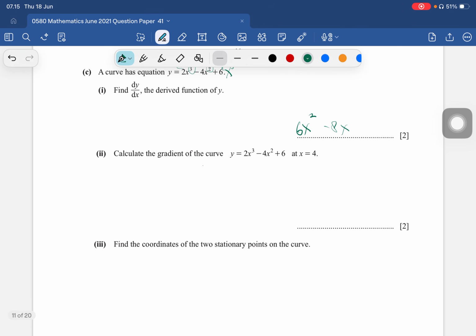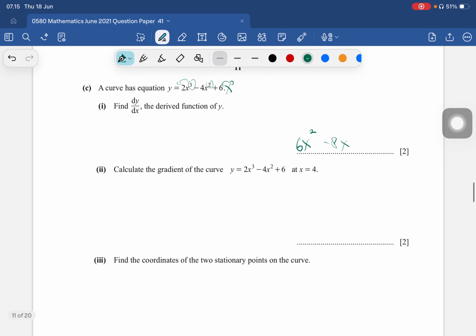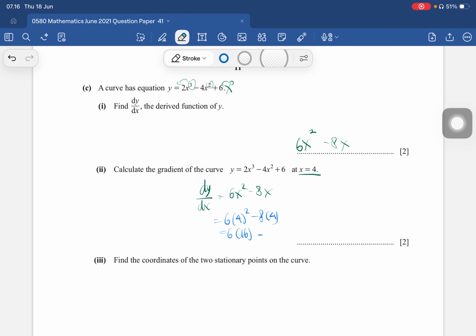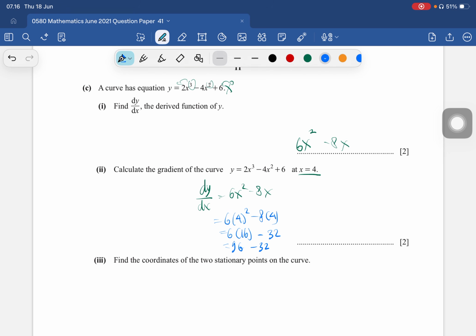Okay, calculate the gradient of the curve at x equal to 4. So dy/dx, we got it: dy/dx equals 6x squared minus 8x. At x equal to 4, just substitute. So 6 multiplied by 4 squared, minus 8 multiplied by 4. So 6 multiplied by 16, minus 8 multiplied by 4, which is 32. So 6 multiplied by 16 equals 96, minus 32. So the gradient equals 64.